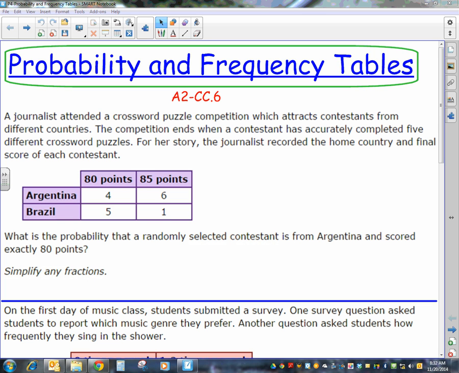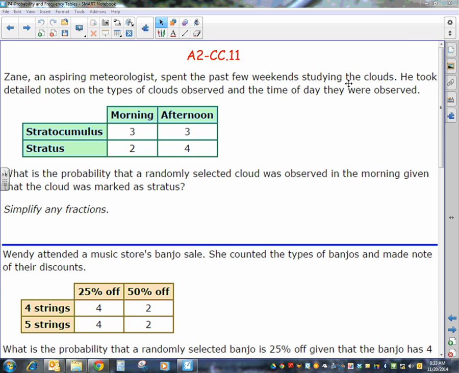Okay, today we're covering probability and frequency tables, and the way that I would like to cover it is by doing lots of examples from two sections from IXL. The first one is in Algebra 2 CC.6, and the other one is in Algebra 2 CC.11, and that's on the back side of your paper.